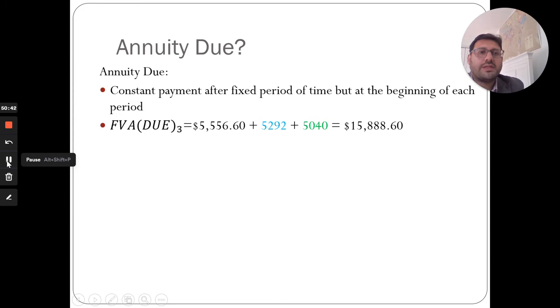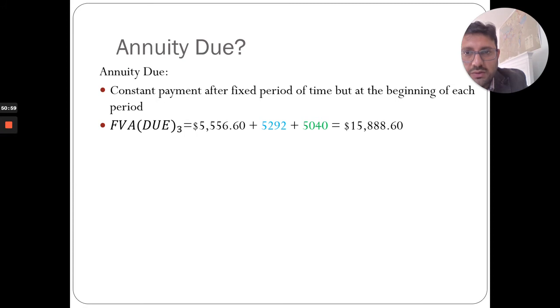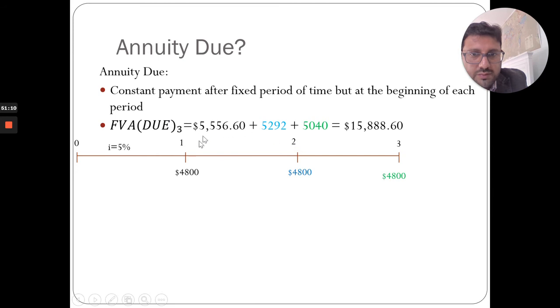Now, what about the annuity due? In annuity due, everything is the same except that the payment is now happening at the beginning of every period rather than at the end of every period, right? So in case of annuity due, I am using FVA brackets due, then after the third time period. So every scenario is the same.